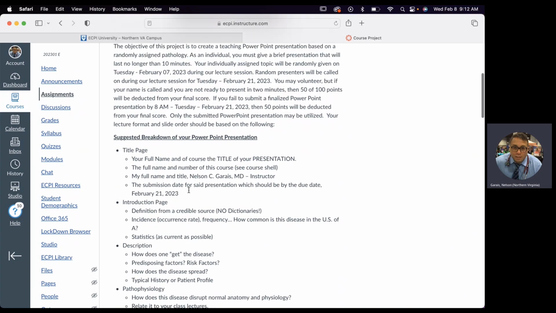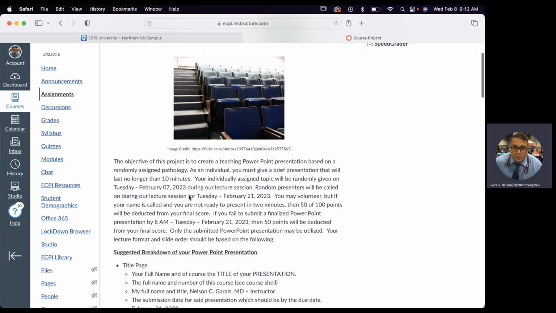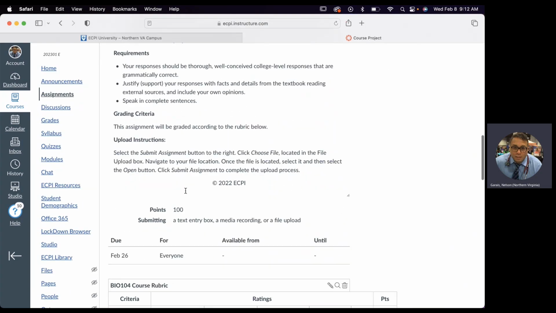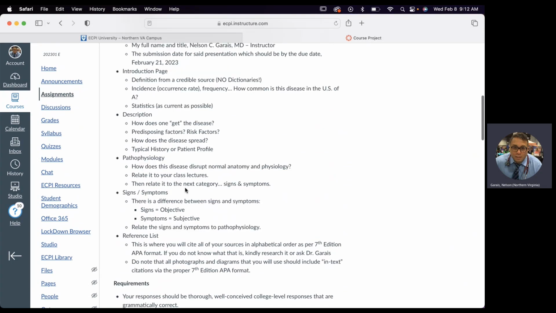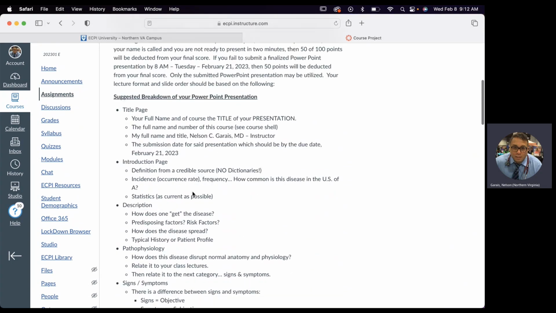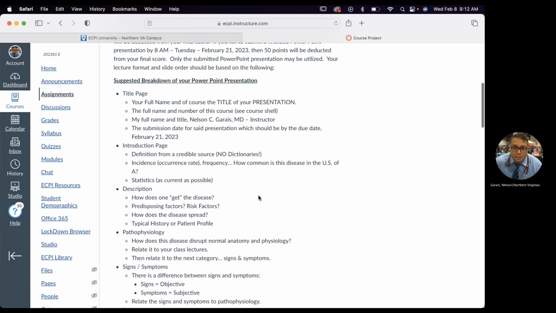Submission date should be by February 21, 2023. There'll be a submission button. You click on it and then of course you put that PowerPoint, because that's the PowerPoint you'll be graded on, right? If you're having technical difficulties, please email me, but don't email me like the night before. That's why I'll allot some time. Hopefully we'll get some time this Thursday for you guys to at least start it.